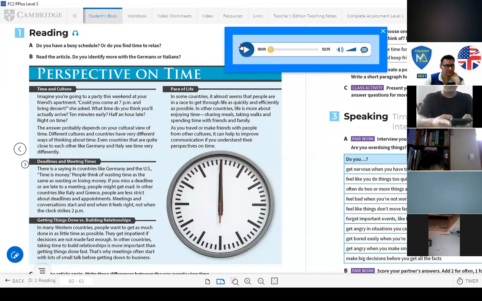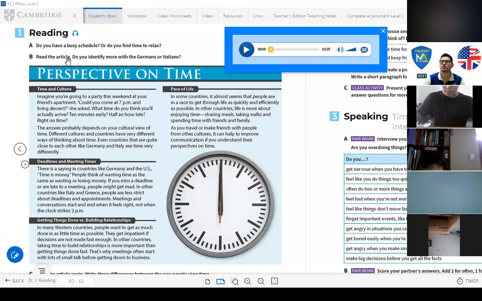Okay, that's really interesting, right? It depends on so many variables, like for example, time and culture, no? What about the deadlines and time and meeting times, getting things done versus building relationships and pace of life, right? So let's see, we must continue now in this part. Yeah, we must answer now the questions that we have.